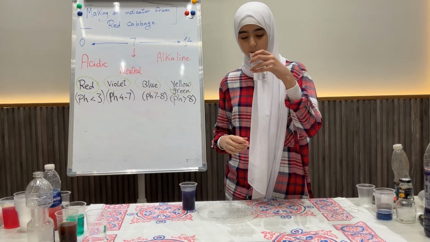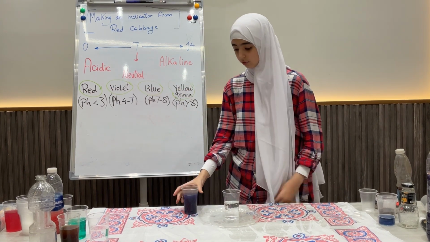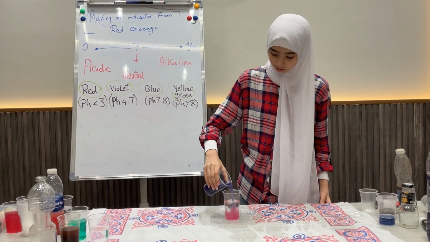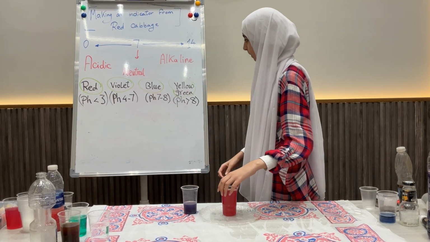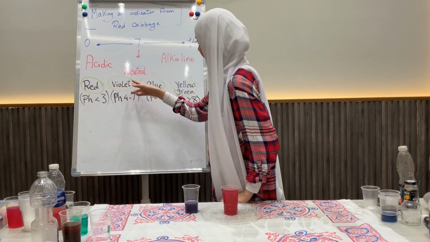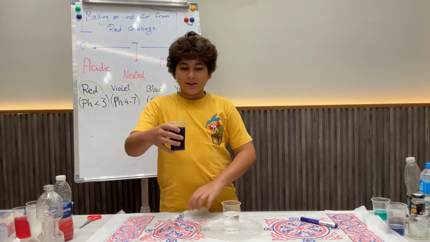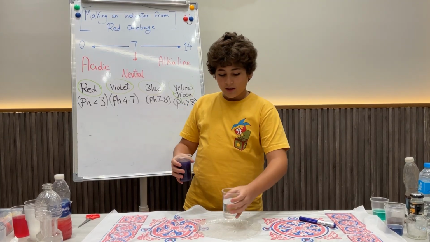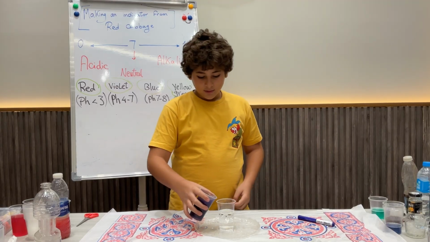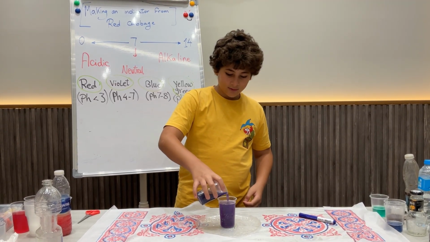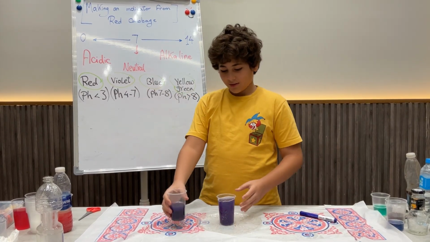This is our indicator, which is red cabbage. I'm going to test my unknown substance to see which is acidic, alkaline, neutral. It's between red and violet, so it's acidic. Today we will test the red cabbage to see if this unknown material is acidic or neutral or alkaline. Bismillah. This is neutral because it stays in the same color.